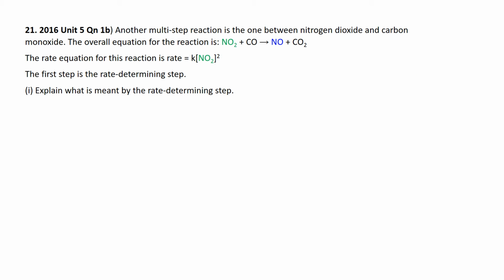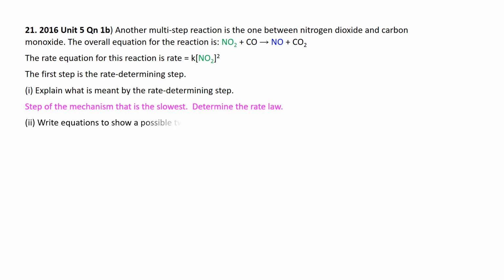Multi-step reaction, NO2 plus CO goes to NO plus CO2. Rate equation is k times NO2 squared. This first step is the step that leads to that rate equation. Rate determining step is the step of the mechanism that's slowest, and that goes straight into the rate law. Now, it asks us to write equations to show a possible two-step mechanism for the reaction.